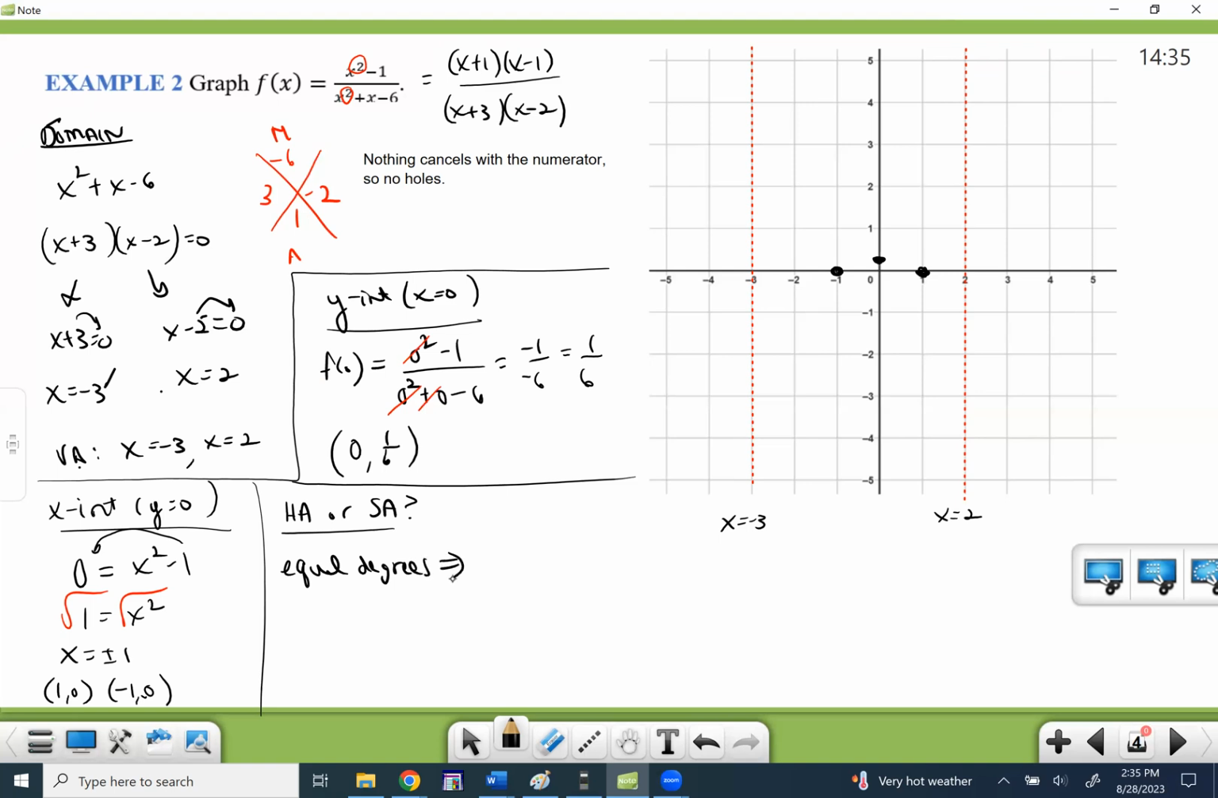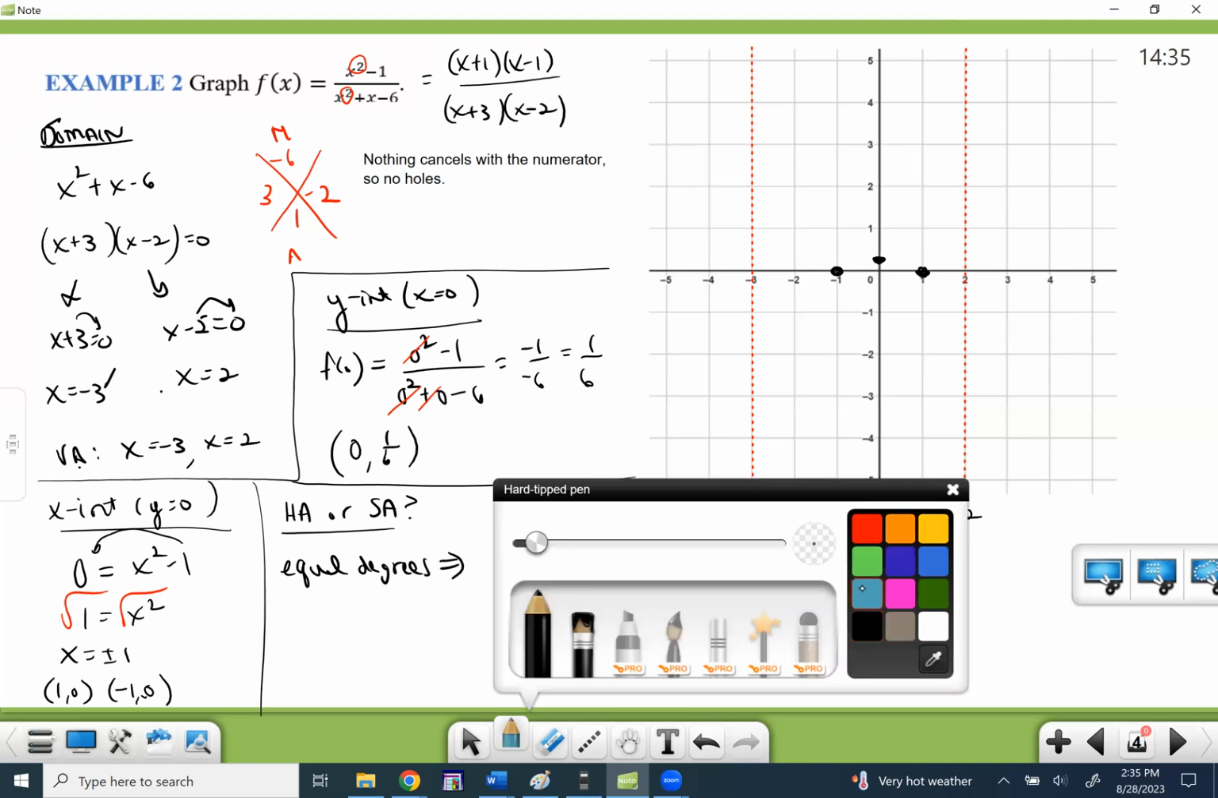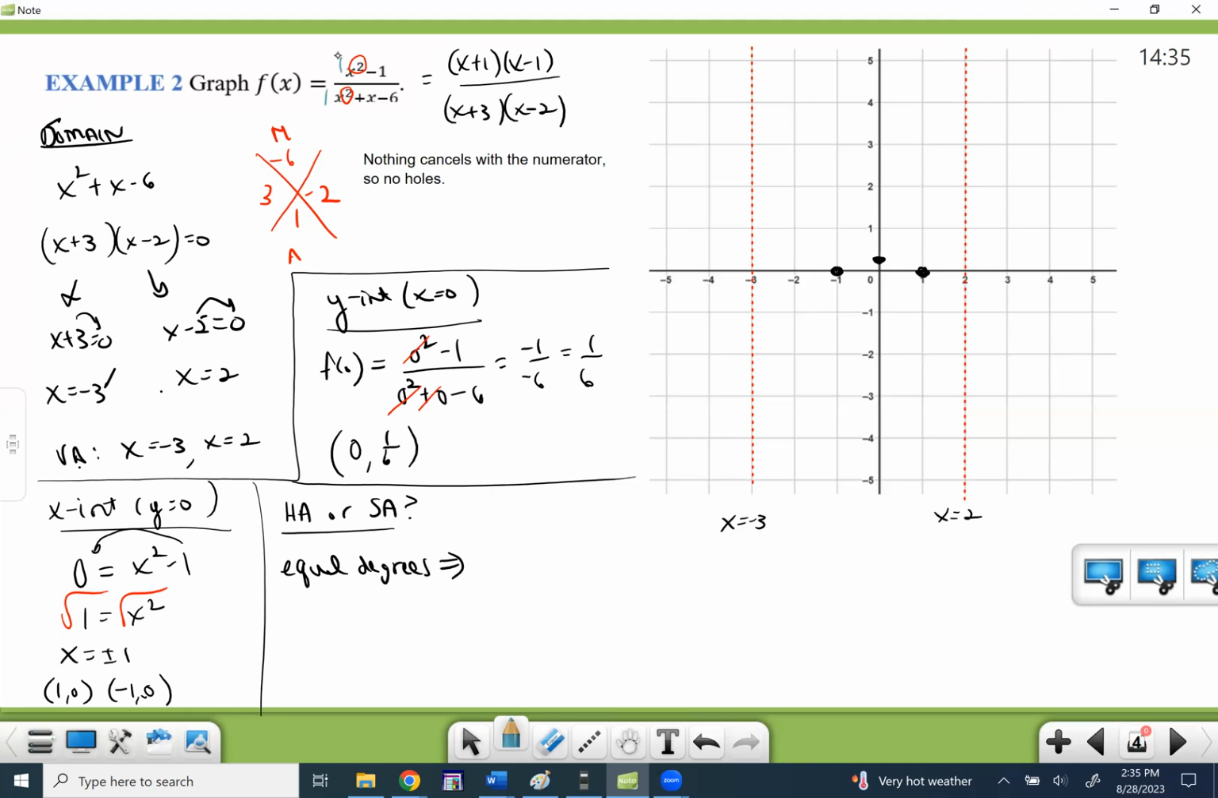So that implies that we're going to make a fraction out of the front numbers. So we're going to make a fraction out of that. So 1 over 1. So that means it's just going to be y equals 1 for our horizontal asymptote. All right, so y equals 1.